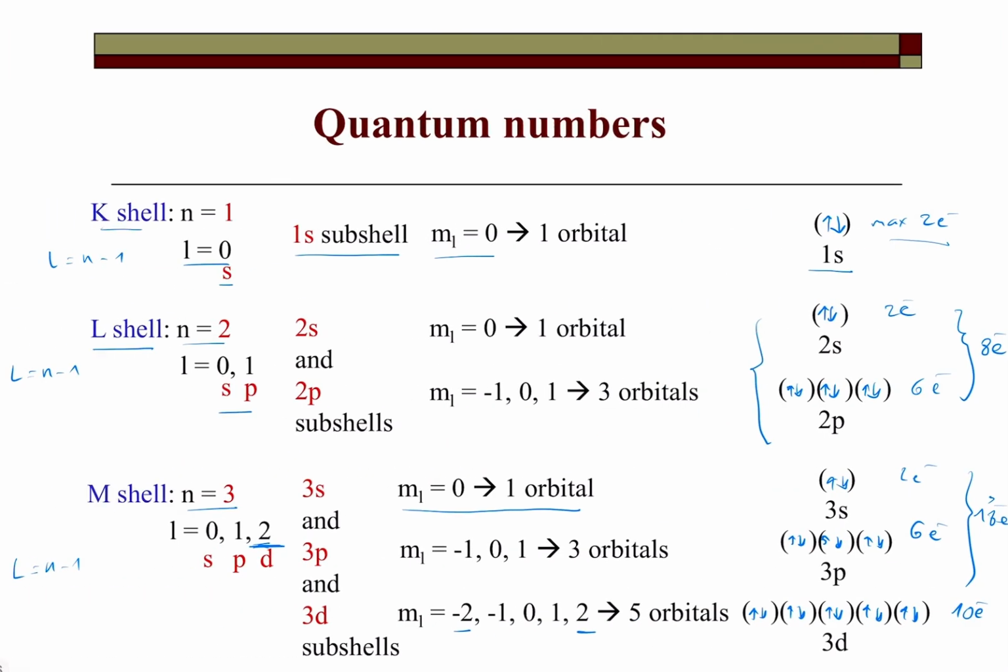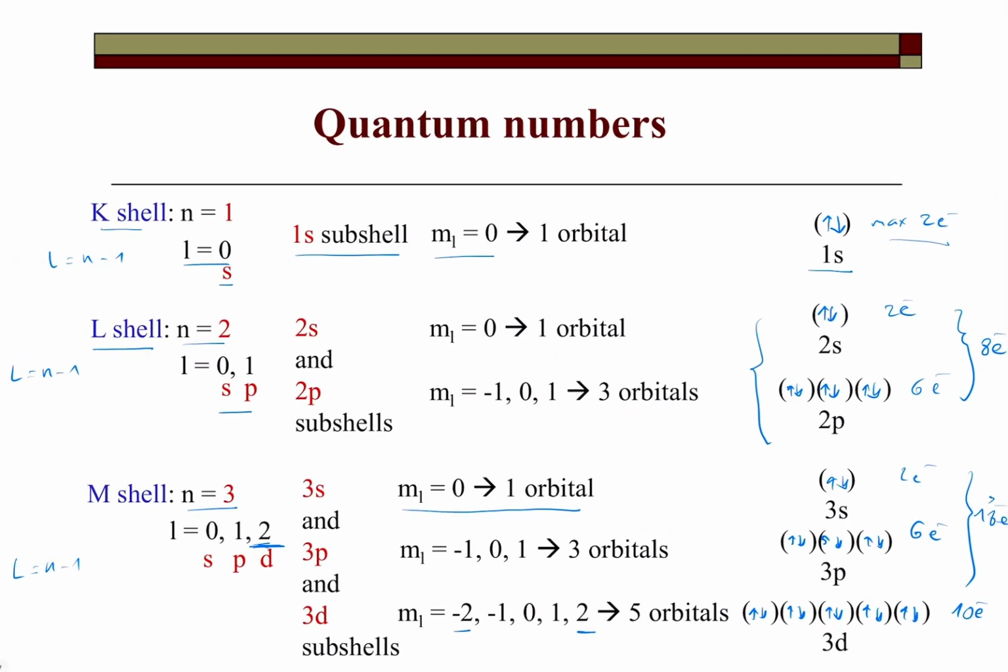I didn't write n, so I write n here also. For n equal 4, we can find l equals n minus 1, which is 4 minus 1, which is 3. From minus 3, minus 2, minus 1, 0, plus 1, plus 2, plus 3. It is ml, the magnetic quantum number. It has 7 values.